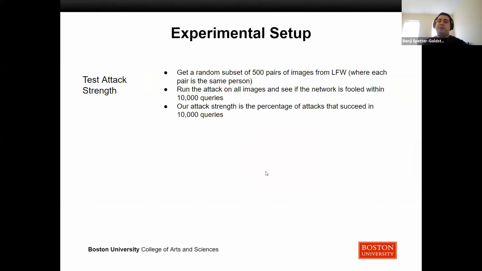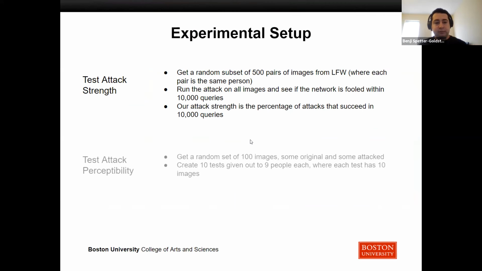Now, in our experimental setup, we want to first test the attack strength. So we take our 500 pairs of images, we run the attack on all these images, and we see if the network's fooled within 10,000 queries, whether we can fool the network without having to ask it what the distance is 10,000 times. And then our attack strength is the percentage of attacks that do succeed, that do fool the computer within these 10,000 queries.